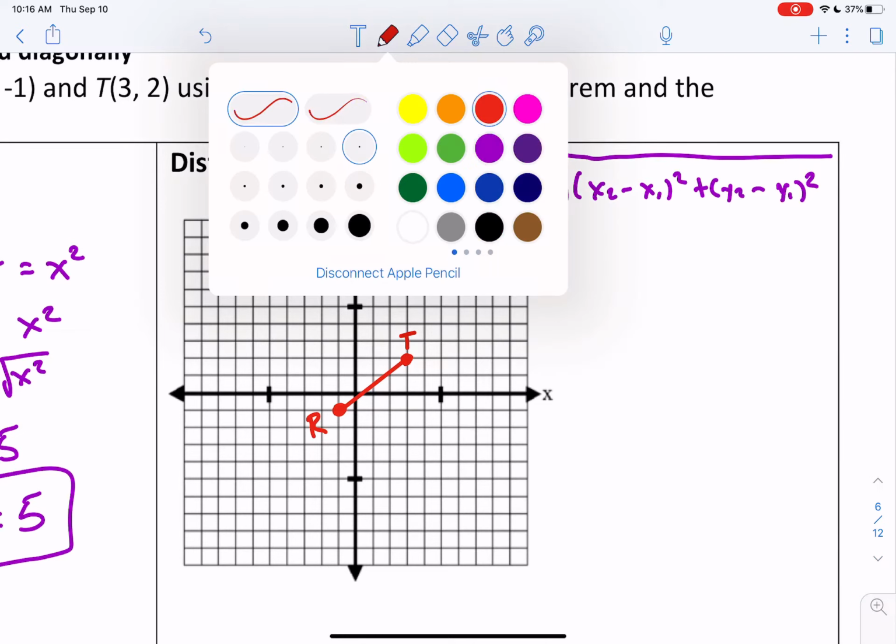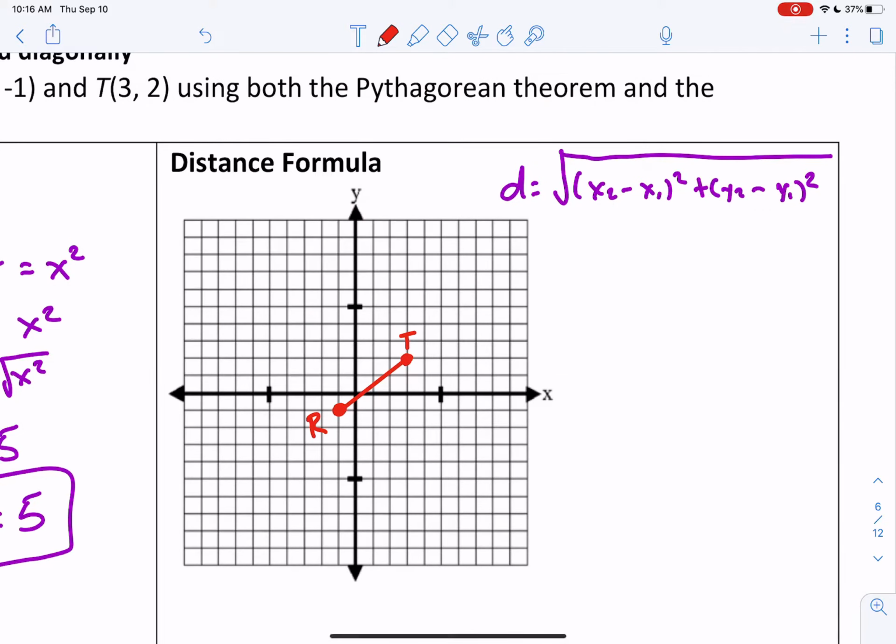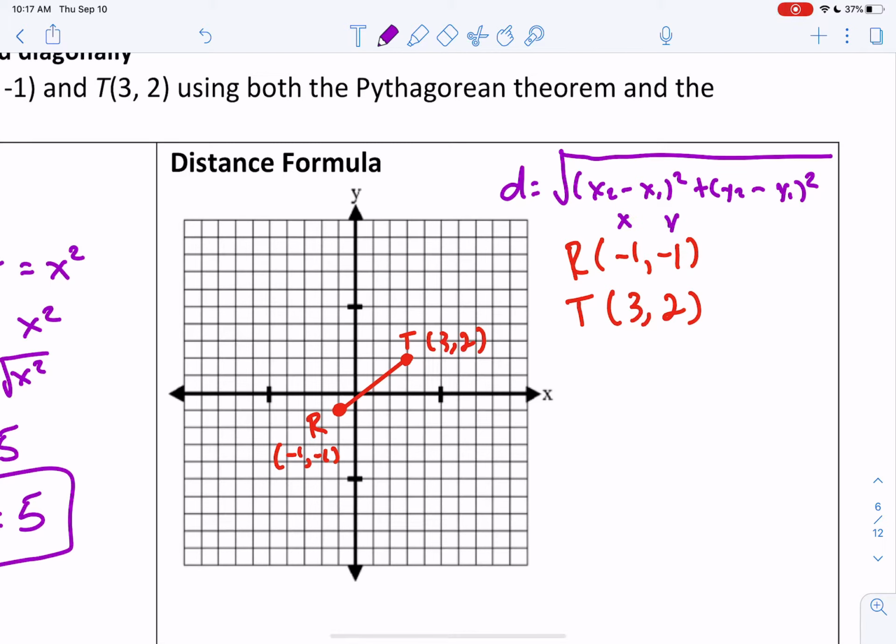We've got R is the point -1, -1. And then T is the point 3, 2. Now, and again, I'll just kind of write them on the side over here. R, -1, -1. And then T is the point 3, 2. Now, we need to decide which one of these is going to be point 1 and which one of these is going to be point 2. And here's the deal. It really doesn't matter which one's which. As long as you're consistent with your x's and your y's, it doesn't really make a difference which one is point 1 and which one is point 2. I'm just going to call R point number 1, and I'm going to call T point number 2.